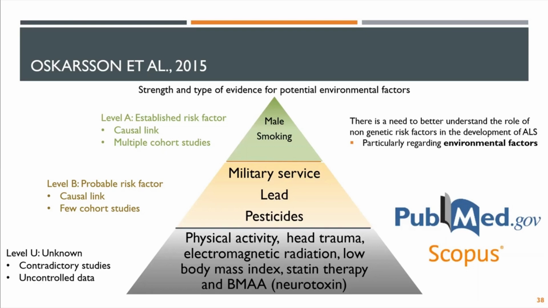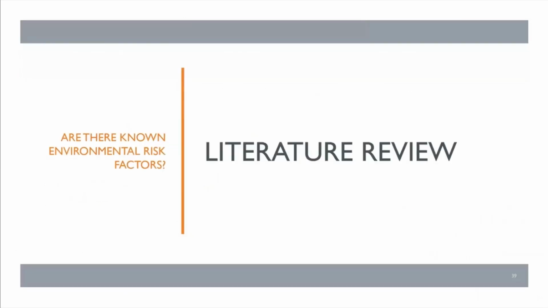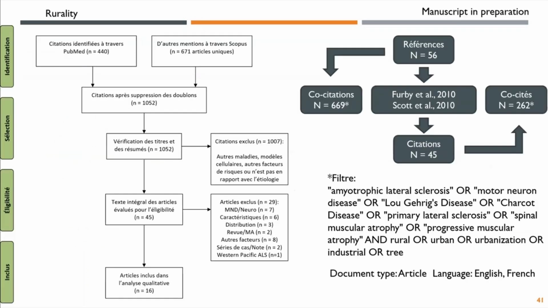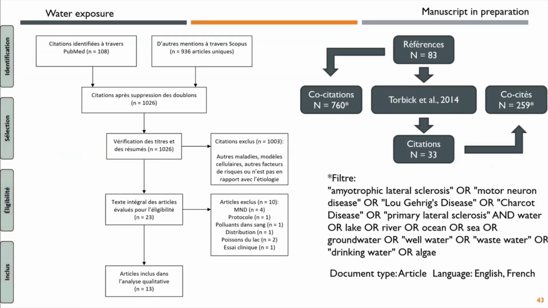So what better way to start than to do a more systematic review of the literature using PubMed and Scopus. And boy, was that a fun task. So we decided to do one for each of the classical elements. So earth, like rurality, air, so we're talking pollutants in the atmosphere, and water, so maybe proximity or the water quality, or what is the drinking water. So 1, 2, 3.